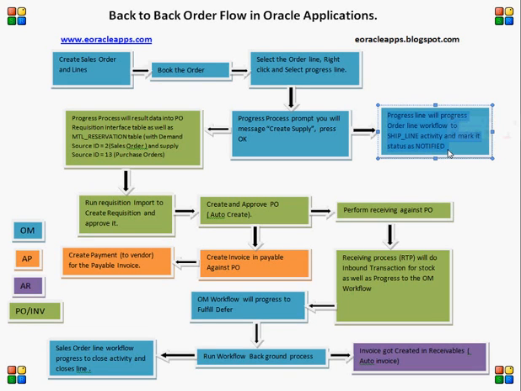Once we have data in the requisition interface table, run the requisition import to create the requisition in Oracle Purchasing. Once the requisition is created, approve it, and then the next step is to create the purchase order. Oracle has provided a functionality, AutoCreate, to create a purchase order from the requisition.